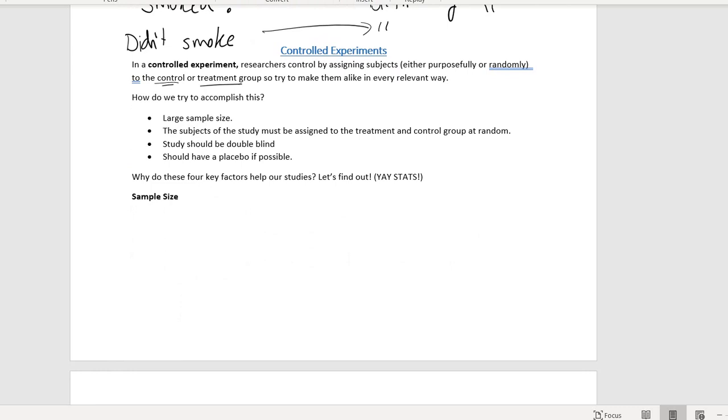Now we try to make these groups as alike as we can in every way, because that's going to help us reduce outside variables that could affect our outcomes. So to try to accomplish this, we try to do a large sample. We try to assign them to groups at random. We try to make our study double-blind, and we try to have a placebo if possible. Sometimes all four of these aren't going to be possible, but we try to do them.